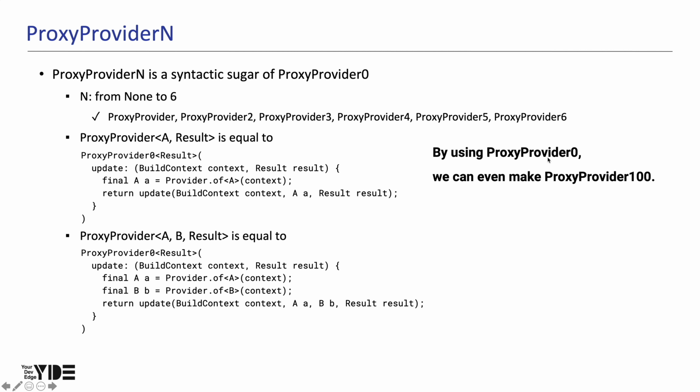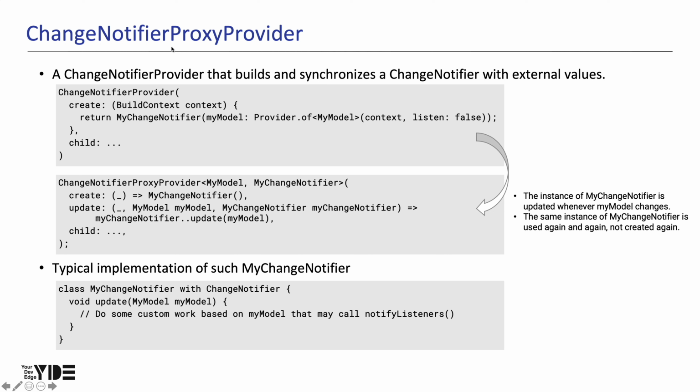Now let's take a look at the ChangeNotifierProxyProvider. You might think that the ChangeNotifierProxyProvider is the same as ProxyProvider, but there are some differences. ChangeNotifierProxyProvider is a ChangeNotifierProvider that synchronizes values with external change notifiers. Let's look at an example below. To create MyChangeNotifier, we'll assume that MyChangeNotifier depends on MyModel. However, since create is called only once, I gave the listen: false option.